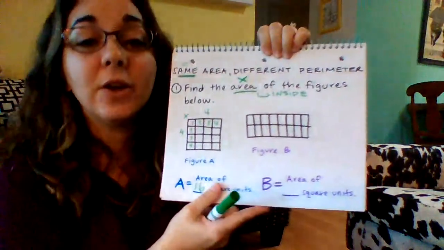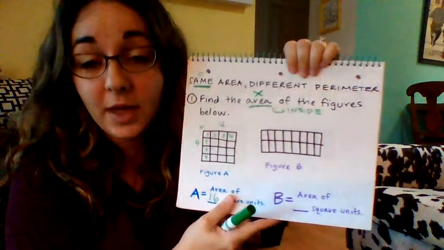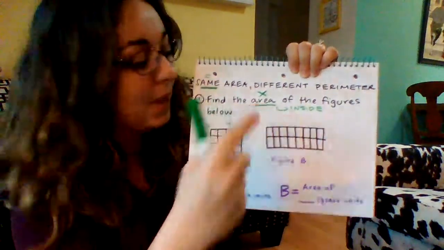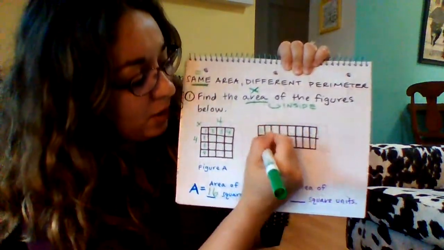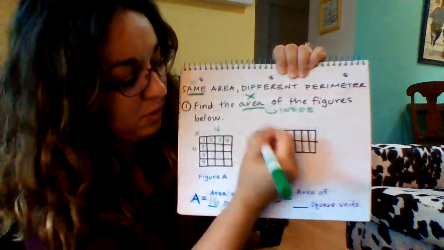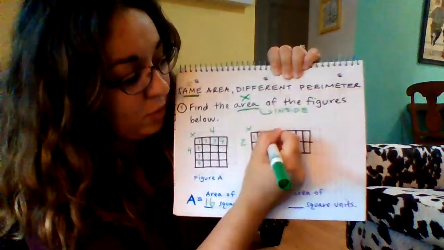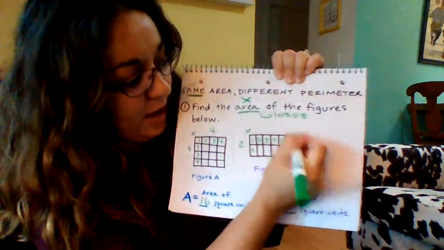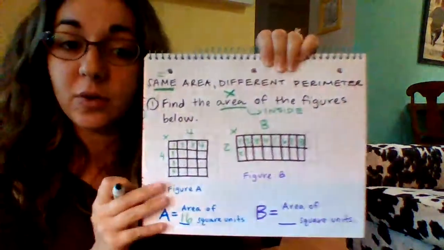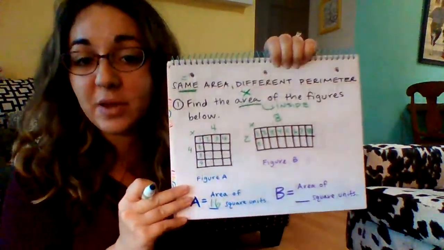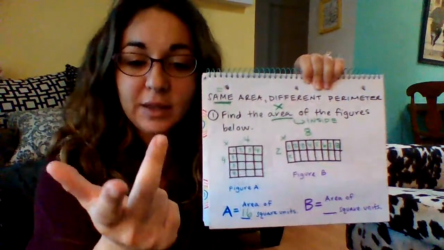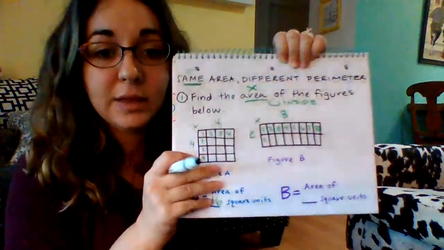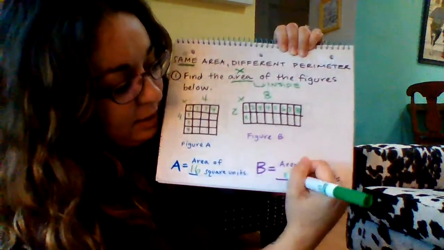Okay, so figure B, now we're going to multiply again, because that's how you find area, is length times width equals area, okay? So we go 1, 2, down, times 1, 2, 3, 4, 5, 6, 7, 8. So I have 2 times 8. And do you know what 2 times 8 is? You can skip count by 2s to find it if you don't. 2, 4, 6, 8, 10, 12, 14, 16. Okay, so we know the area of figure B is 16 square units.